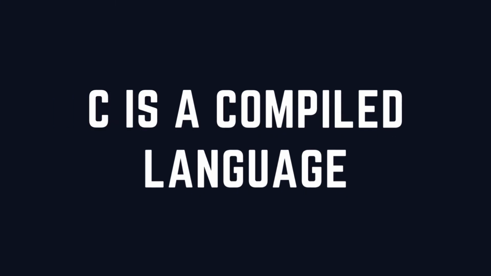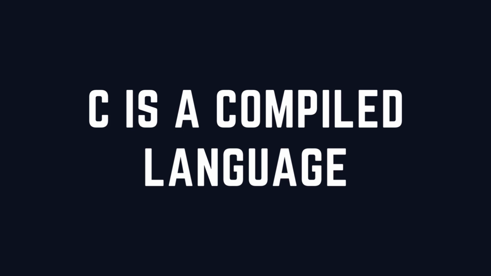C is a compiled language, which means that before you can run a program, you need to use a C compiler to convert the source code into machine code that the computer can understand. There are many different compilers available for different operating systems, but some of the most popular options include GCC for Linux and Mac, and Visual C++ for Windows. If you're not sure which compiler to use, a quick Google search for C compiler for your operating system should point you in the right direction.